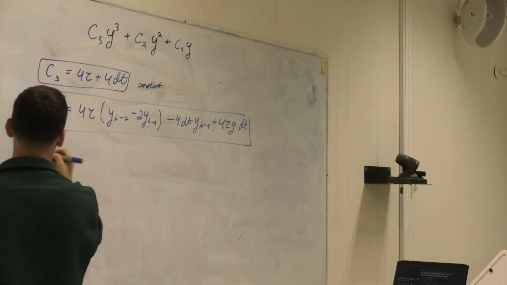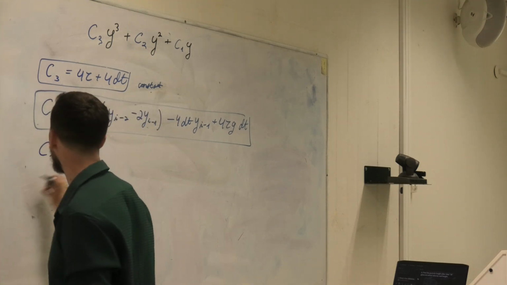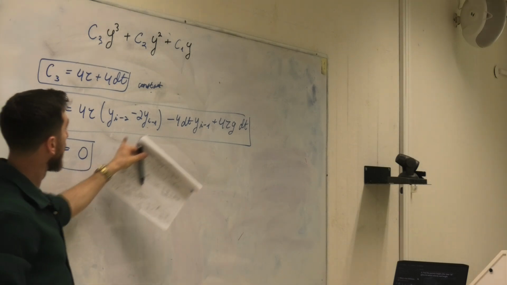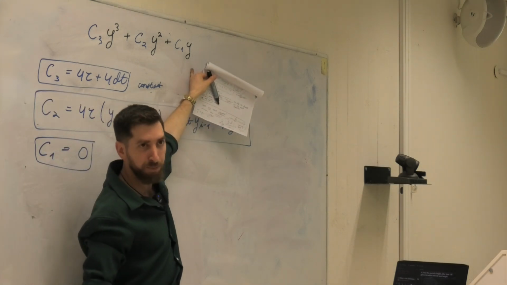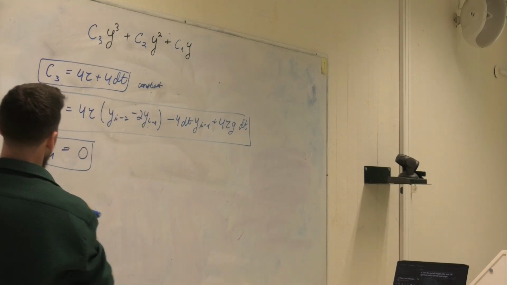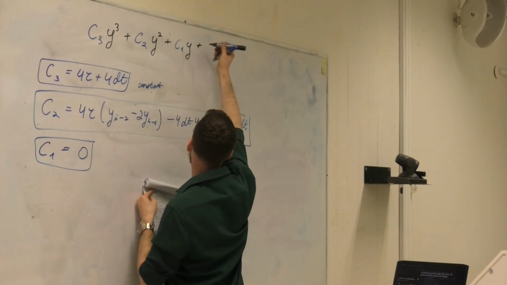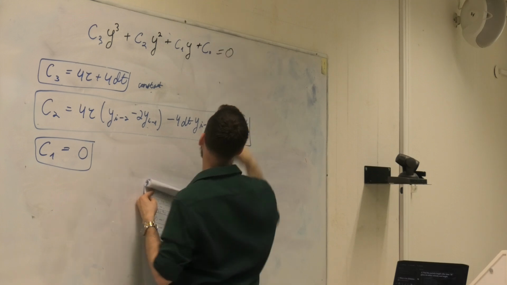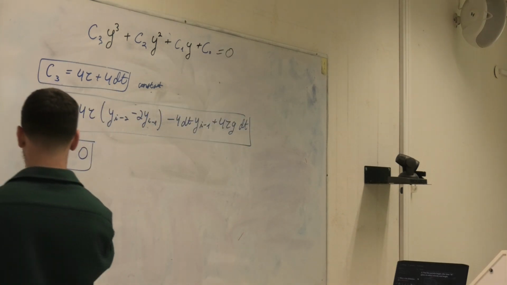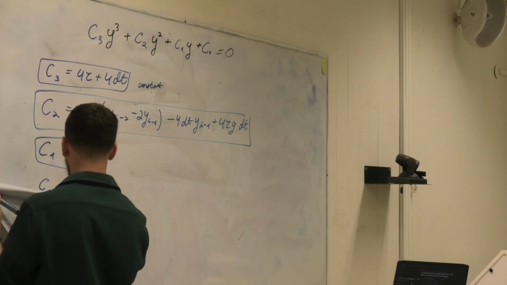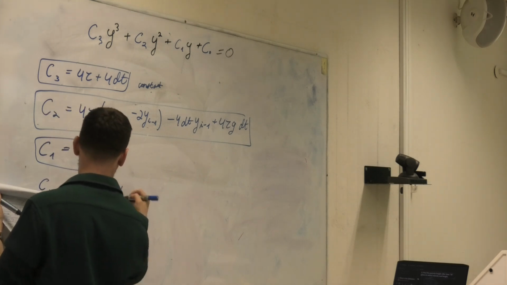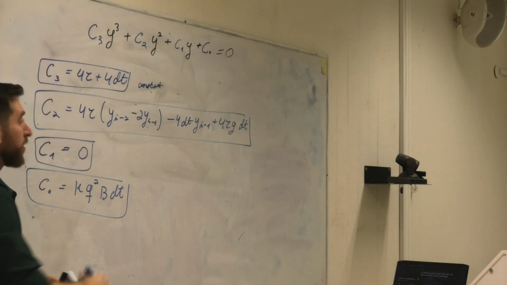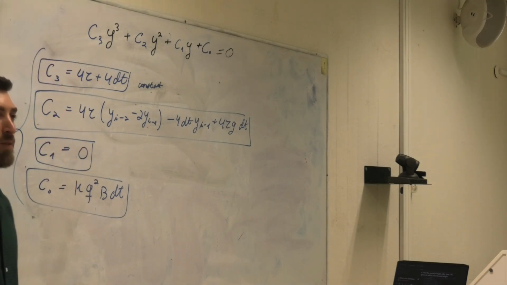We have here C1 multiplied by y to the power of 1, right? And C1, if you look at the equation, is equal to 0. There's no term of y in our problem, right? Okay. And we have the coefficient of the power 0, right? Which is equal to the electrostatic term, d dt, right? It's a constant.